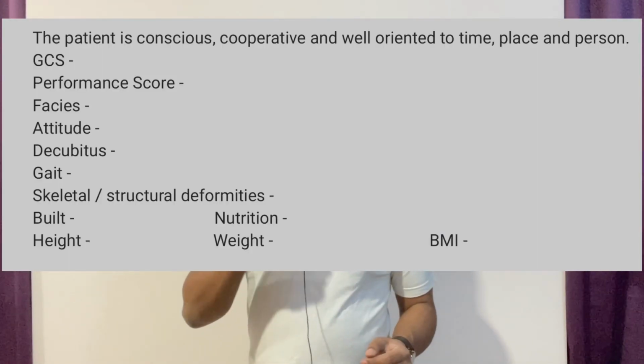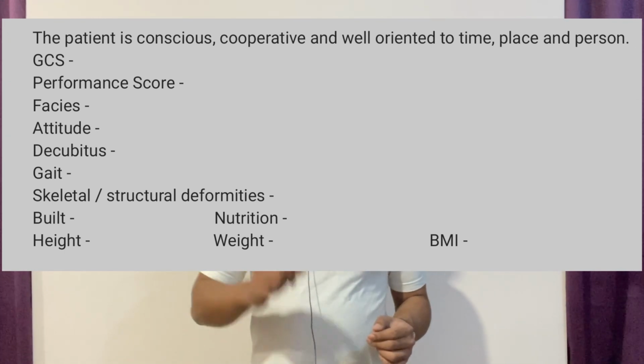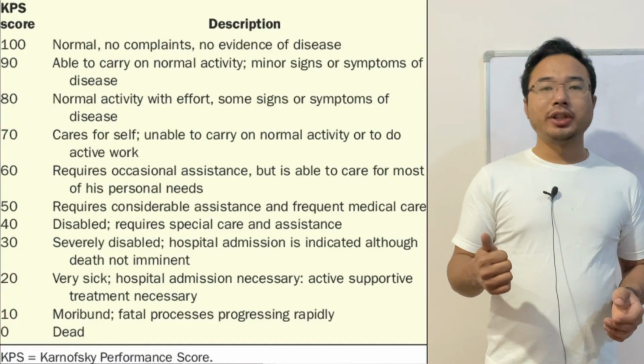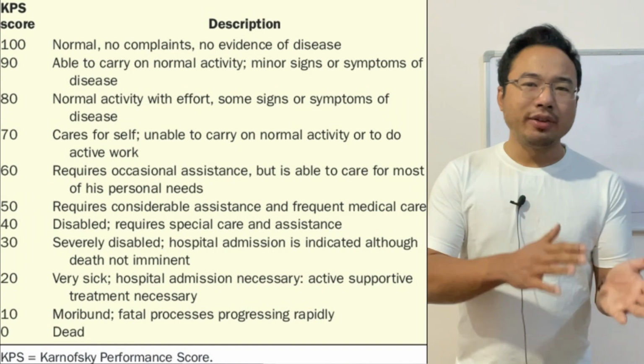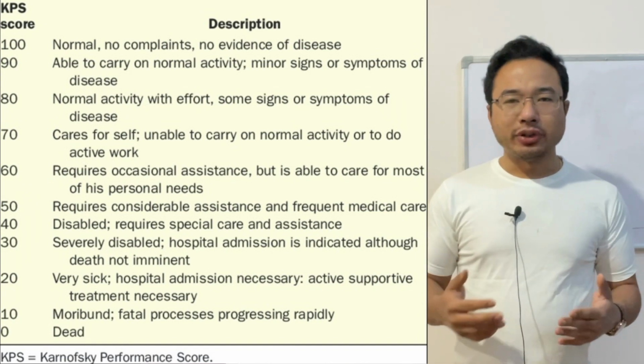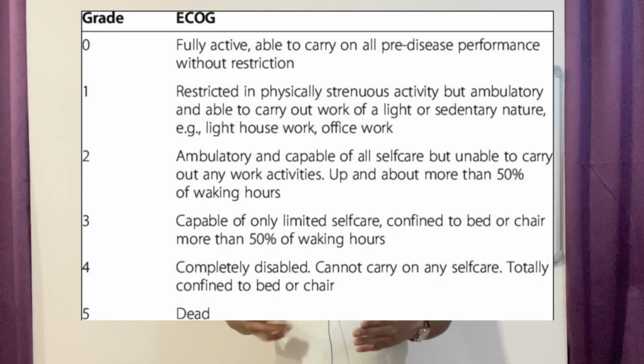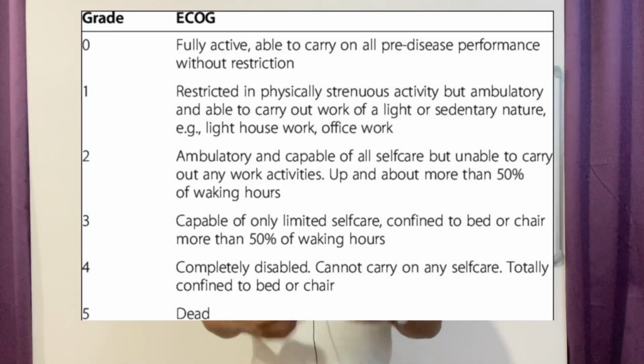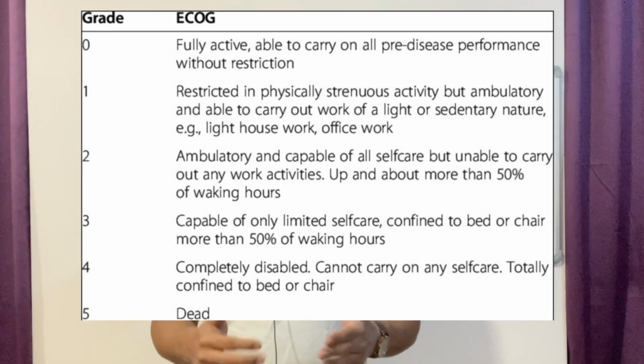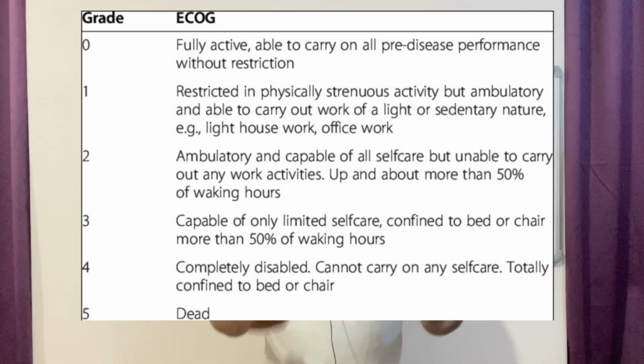Now, one point that we can add over here is performance score. This Karnofsky and ECOG score is mainly given for carcinoma patients. It just tells about how much of the day-to-day activity this patient can perform. Let's say a cancer patient becomes disabled, and maybe because of their weakness, because of the cancer, they are not able to perform the daily activities. So it's a score of the level of activity that the patient can afford to do.